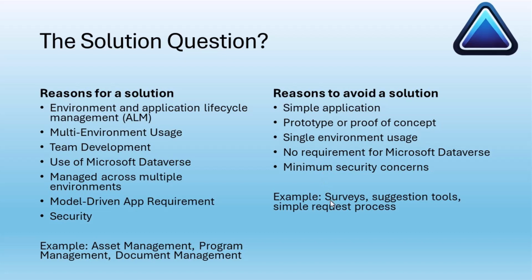What are some examples? Well, surveys, suggestion tools, like a suggestion box, a simple request process. Maybe they've got to request some support from one of the other departments or divisions, and it's a very simple process of creating a request and routing it to where it needs to go, something like that. All of those are great examples of when you wouldn't necessarily need a solution.